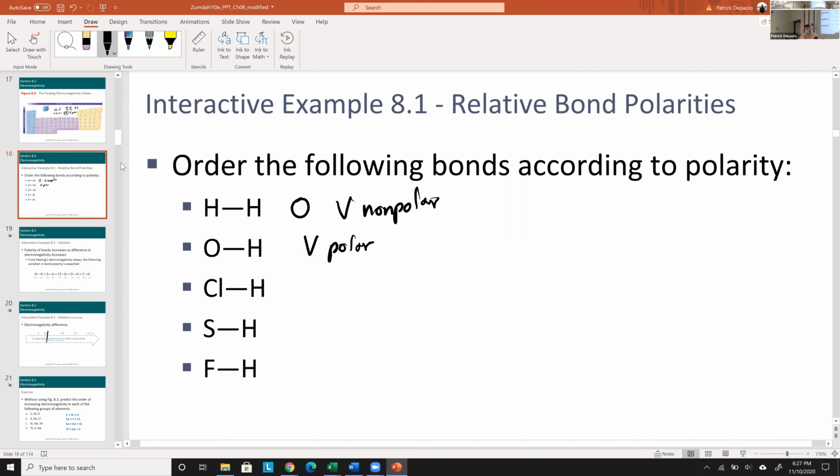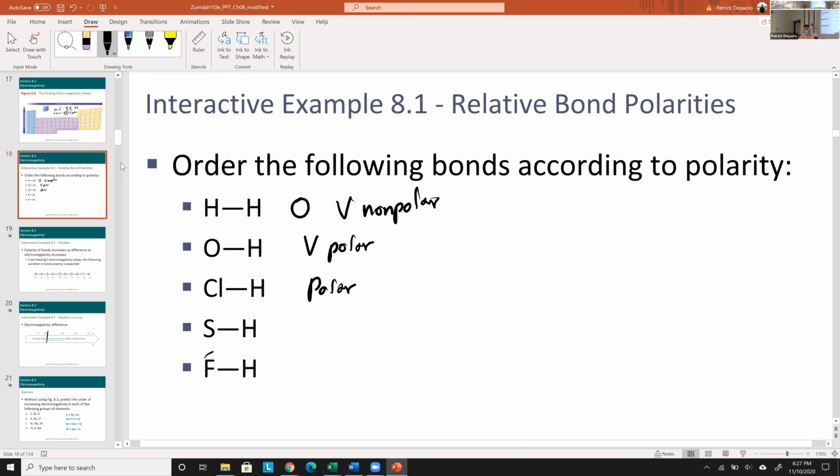Chlorine. Where is it with respect to oxygen? It's below it, to the right. So you might think it's more to the right, but it's a little bit below. So that's probably going to be kind of polar too. So let's put polar for now. Then we could take out ones that we know.